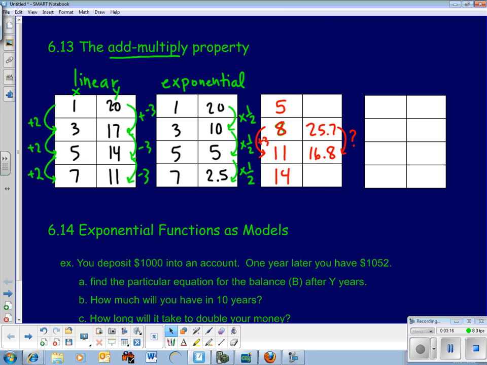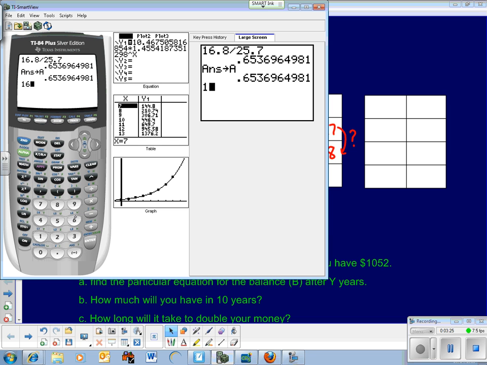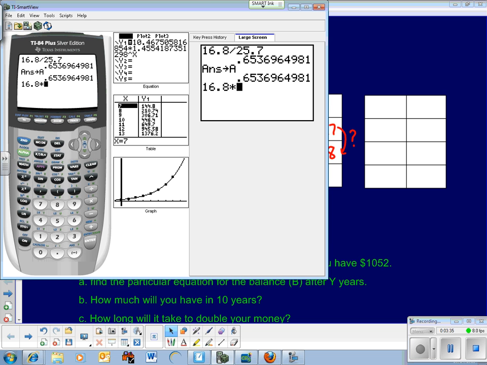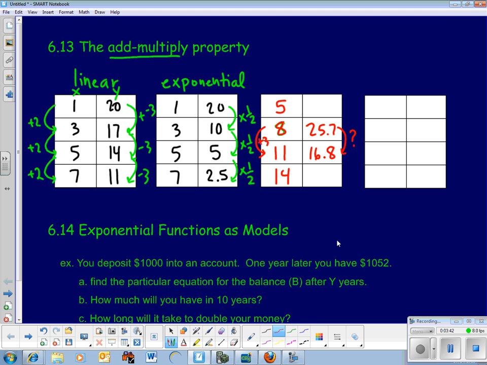If I want to know what I get when I get down to 14, I need to take 16.8 and multiply it by my number that I just found. And I can just use A. Alpha A. My next value would be 10.98. Okay, so back on this screen, 10.98 is the value that I get when I go one more step. It could be 11.0 if you were doing it to the nearest tenth.